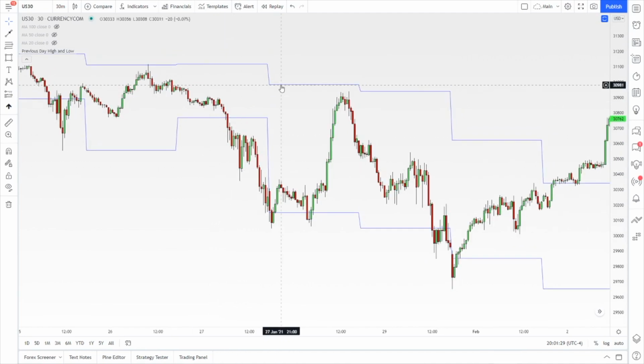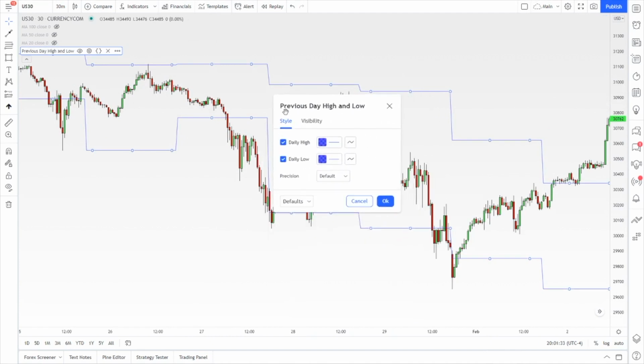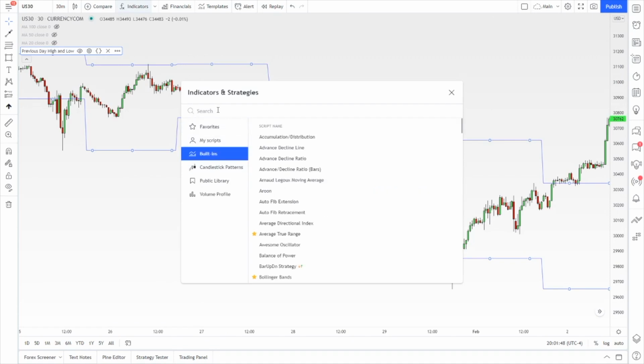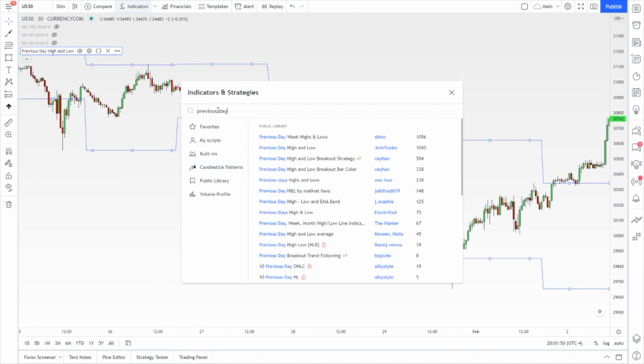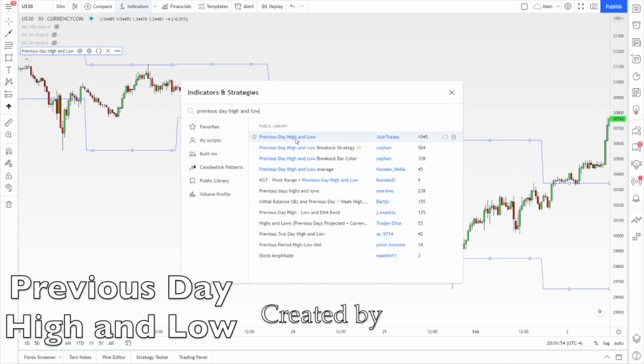The first thing I want you to notice is that you've got this big indicator here on the screen. This is called the previous day high and low. It was created by some individual. I can look it up. I can't remember their... Let me just search. So if I search favorites, I guess I should have probably saved this, but we can go previous day, high and low. And actually it's by Josh Trades.